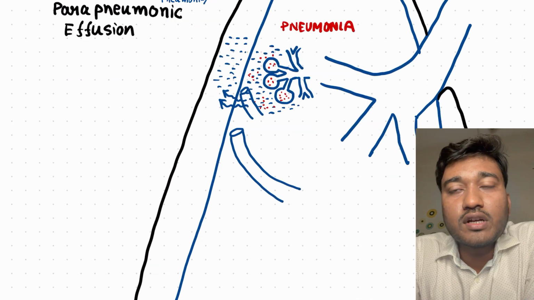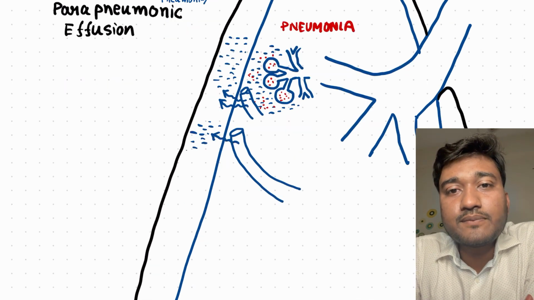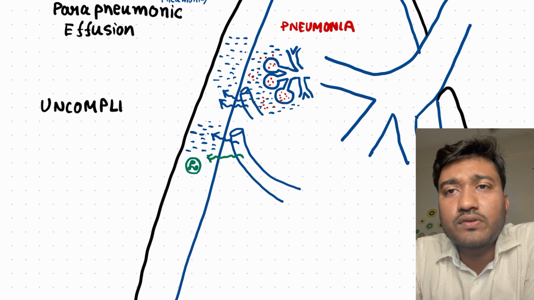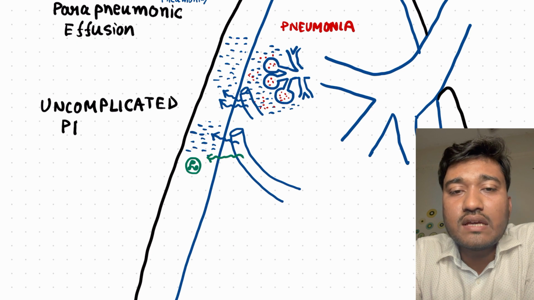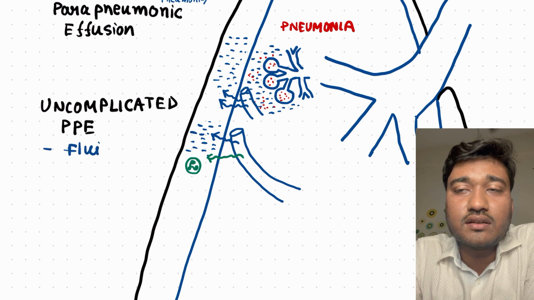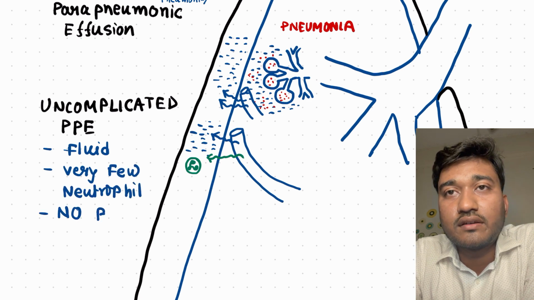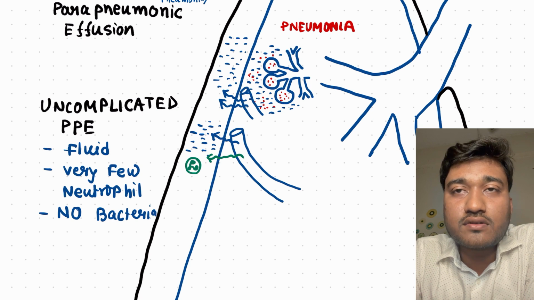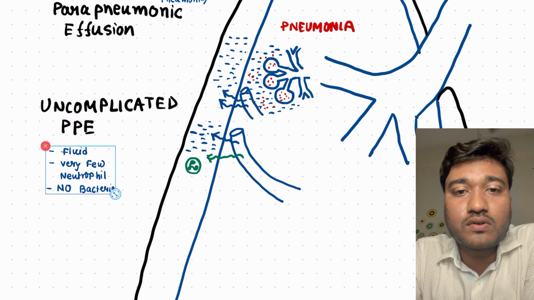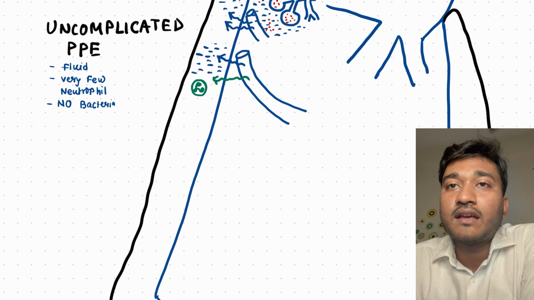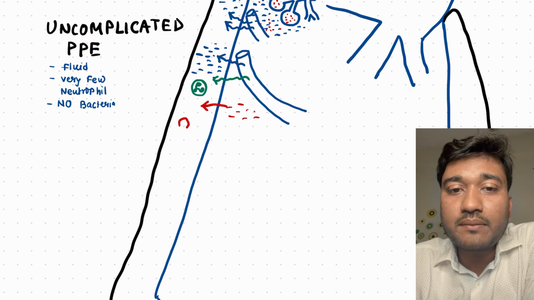After parapneumonic pleural effusion, what happens? As the inflammation keeps going, more fluid escapes and eventually accumulates within the pleural space. Very few neutrophils also jump from the blood vessels into the pleural space. This is called uncomplicated parapneumonic effusion, uncomplicated because there is a collection of fluid and very few neutrophils, but no bacteria. Therefore the fluid is totally sterile at this time.